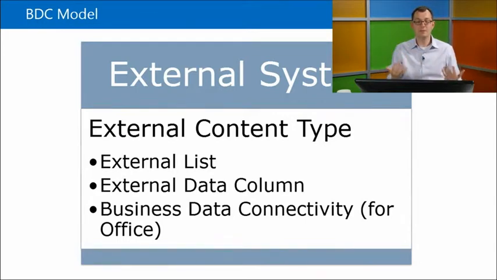And then that external content type, once stored in SharePoint, either in the configuration database or in the app model instance, you can use to build things like external lists. We saw one example of an external list already, and we'll see another one coming up. You can also use it in an external data column, which is a lot like a lookup to an external data source instead of a lookup to another list in SharePoint.